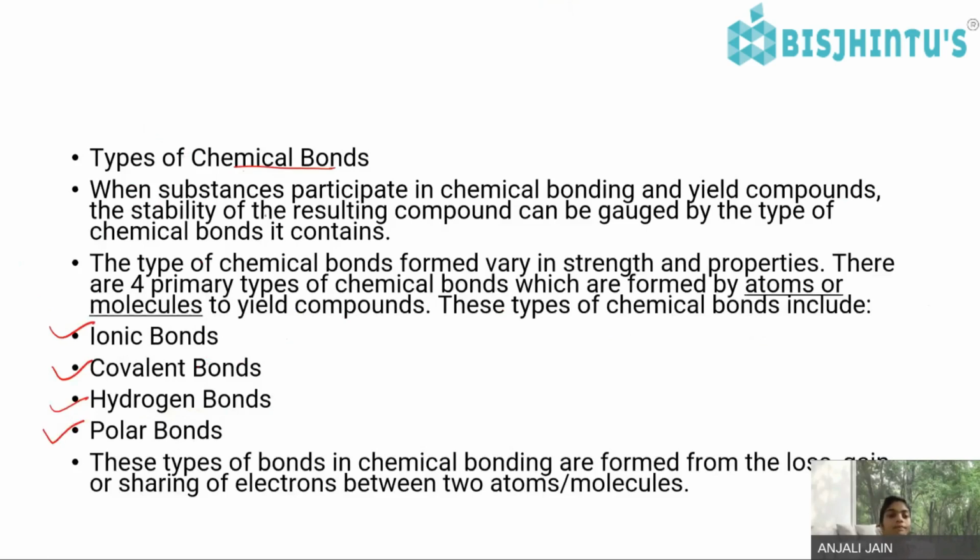When substances participate in chemical bonding and yield compounds, the stability of the resulting compound can be gauged by the type of chemical bond it contains. There are four types of chemical bonds, differing in strength and properties. We know that the covalent bond is the strongest bond.